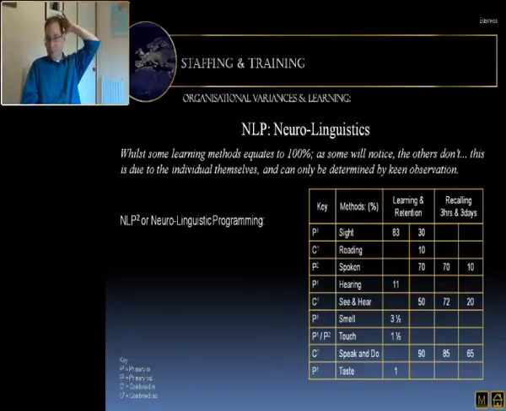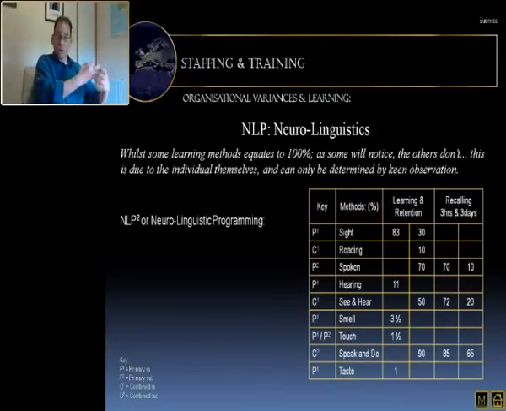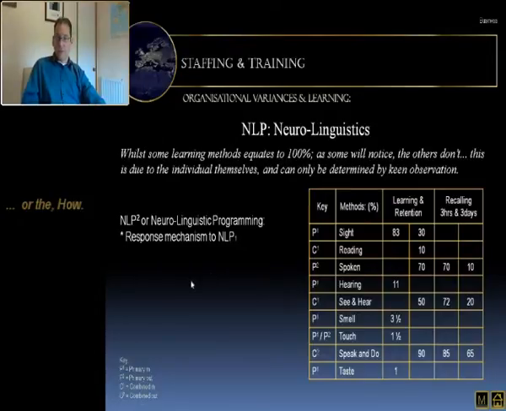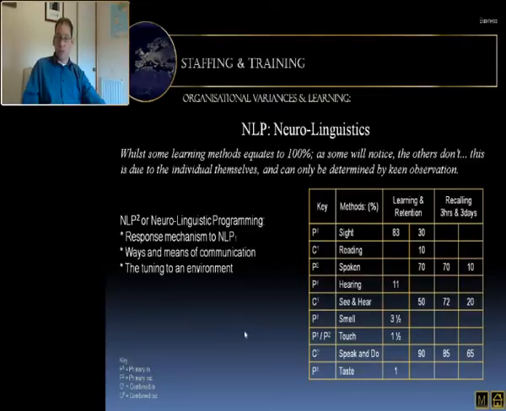So 2, it's the programming. You've got the process, which is the brain, and the programming, which is the mind. So it's the result of these here. It's how we program the mind, what we put in. It's the response mechanism to the NLP 1, or the first part. Ways and means of communication. The tuning to the environment. So you're tuning yourself in to the environment.